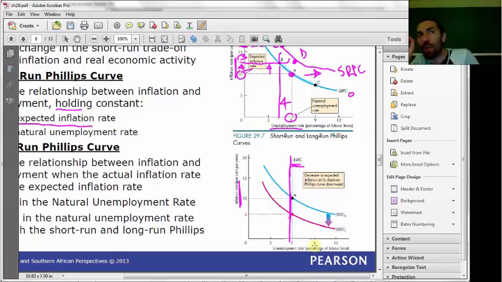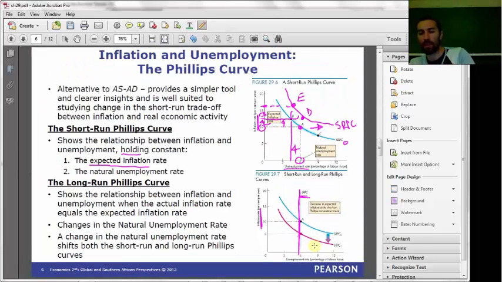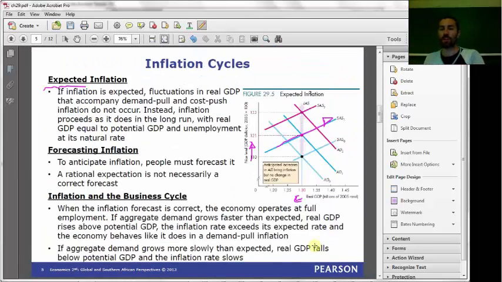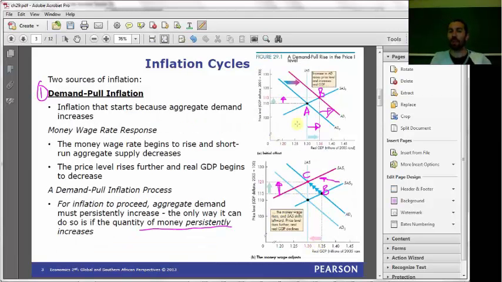And the long-run Phillips curve corresponds to what we've already seen, a long-run aggregate supply curve that's vertical. Why is the long-run aggregate supply curve vertical? Remember, the position of the long-run aggregate supply curve, it doesn't matter what people's expectations of inflation are in the long run.